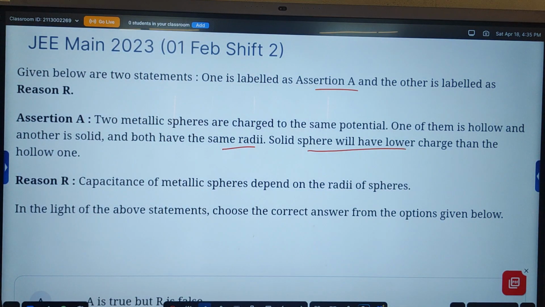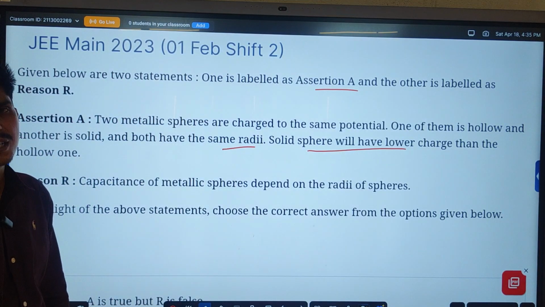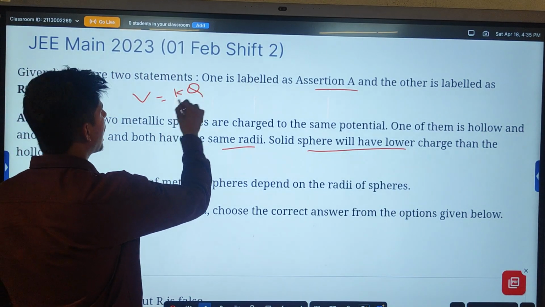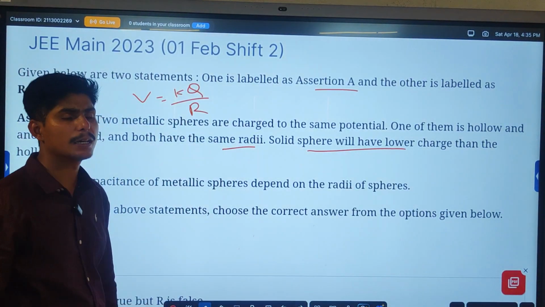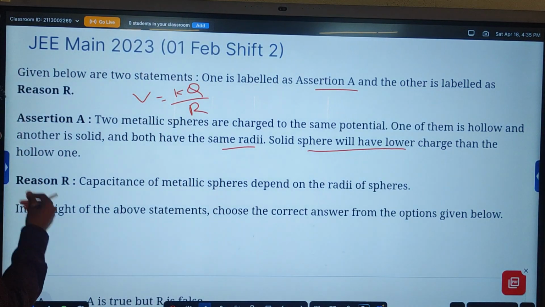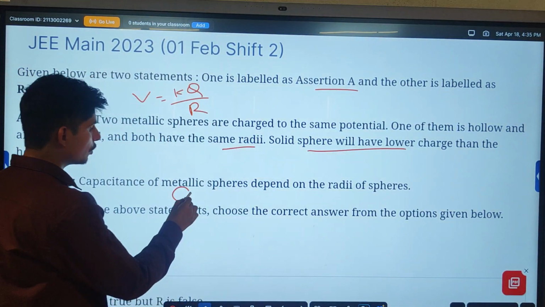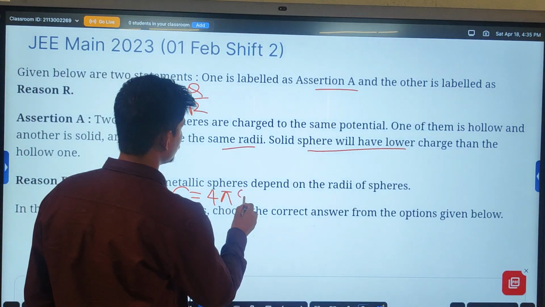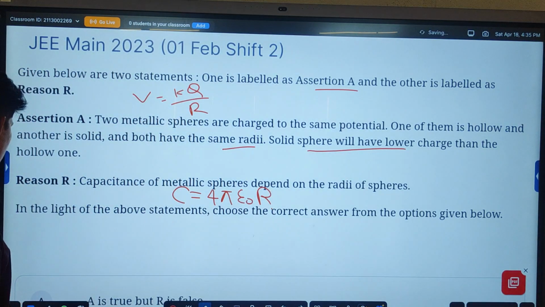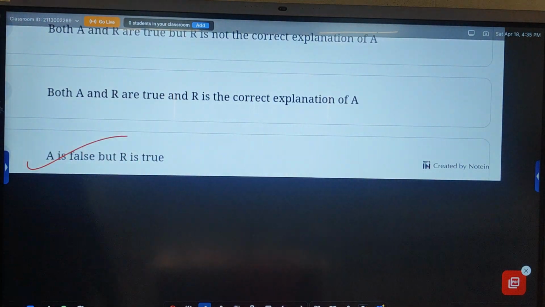Okay, that's not correct. Both metallic spheres are charged to the same potential, so both have the same charge, because potential V is equal to kq by r, where r is the radius. It doesn't depend on whether the sphere is hollow or solid. Capacitance of the metallic sphere depends on the radius of the sphere, right? Because C is equal to 4 pi epsilon naught r. If r is greater, then the capacitance is more. Okay, A is false and R is true. Option number D.